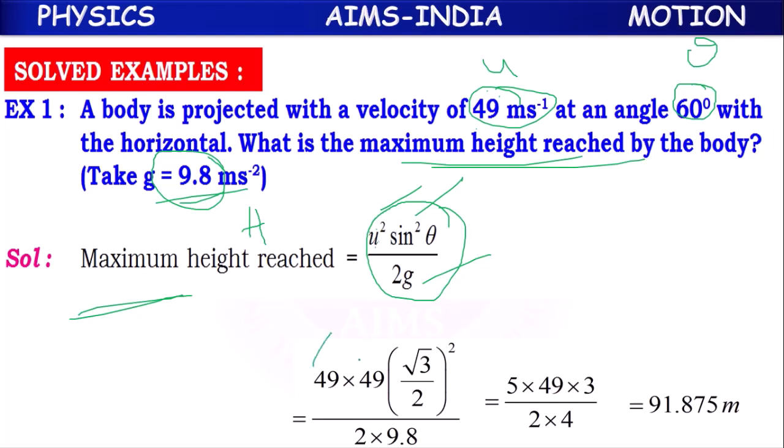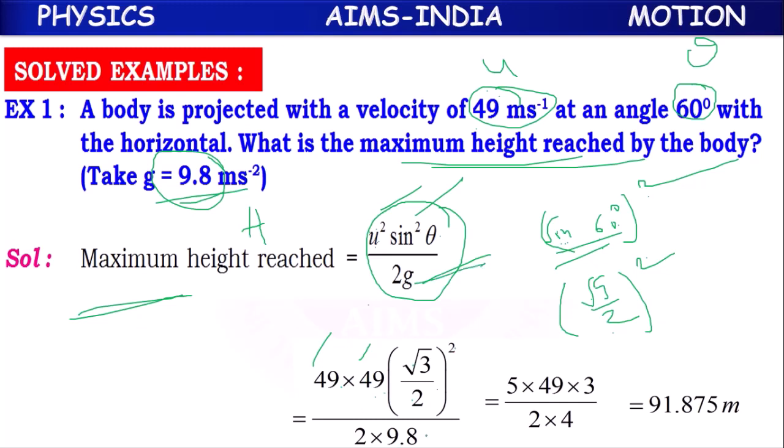Where u is the initial velocity, which is 49. So u square means 49 into 49. Sin theta means sin 60 degrees, whole square. Sin 60 degrees value, directly we are taking the value here, root 3 by 2. About these values, you can learn in your mathematics subject, children. So 49 into 49, root 3 by 2 whole square, by 2 into g value 9.8.